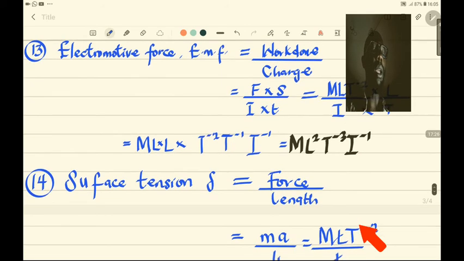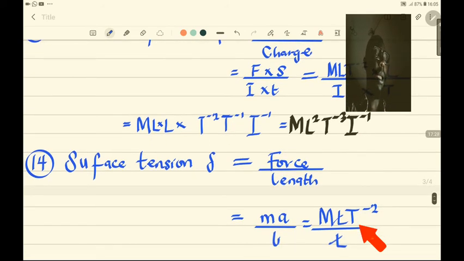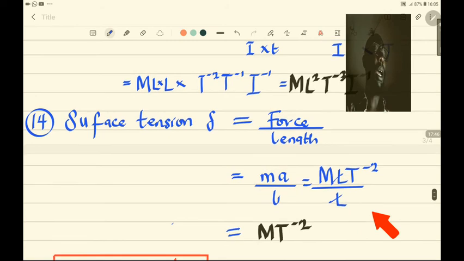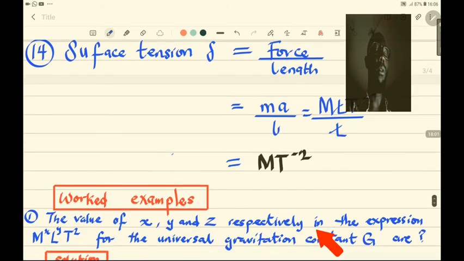Now, the last one there, I think, is surface tension. Surface tension is the ratio of force to length, force over length. Force is MLT^-2, and length is L. So L will cancel out L. The L's have cancelled out, and what you have left is MT^-2. So that is the dimension of surface tension.